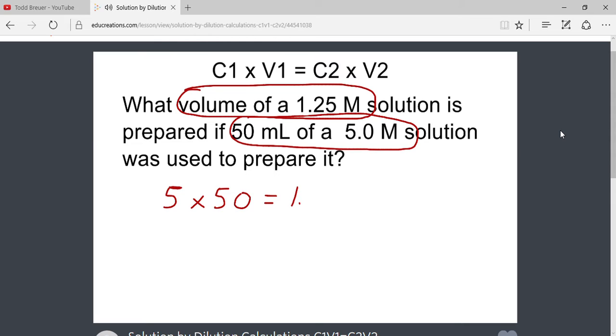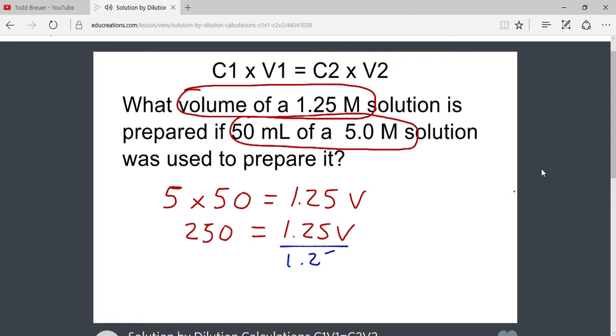C2, 1.25, with an unknown volume. Since the problem asks what volume, we assign V to that. Beginning to solve, we get 250 equals 1.25 V. To solve for V, we would divide each side of the equation by 1.25. This would isolate V and allow us to solve for the exact volume necessary. This would require a volume of 200 milliliters.